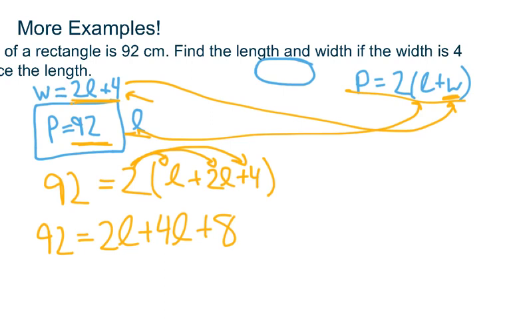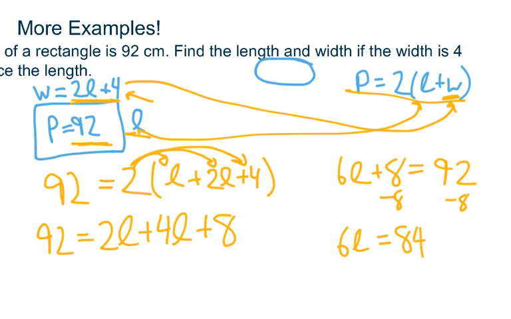All right, so we have 6L plus 8 equals 92. I like to have my variables on the left, number on the right. All right, do some subtraction, subtract 8. 6L is equal to 84. Divide both sides by 6, and L is equal to 14.